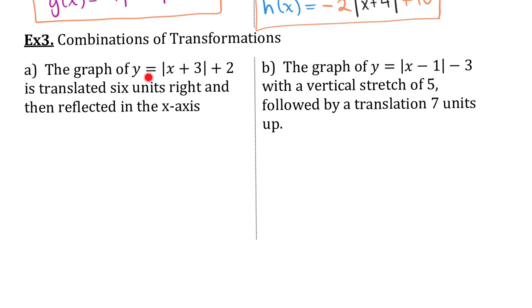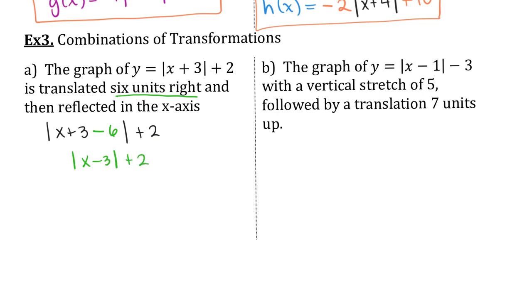It says the graph of y equals the absolute value of x plus 3, plus 2. First thing is it's moved 6 units right. So let's look at this. So I had x plus 3, 6 units right, minus 6, plus 2. Okay, what does that give me? That gives me x minus 3 plus 2.